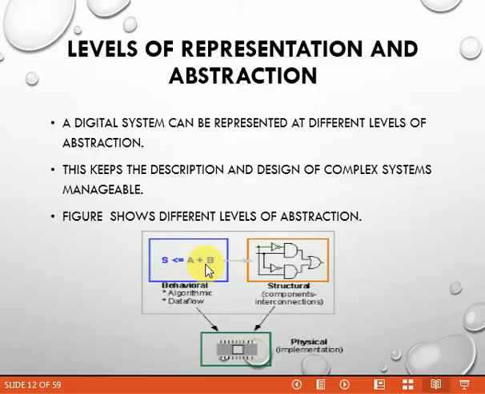VHDL is a programming language that supports both the behavioral as well as structural abstraction levels of VLSI implementation.